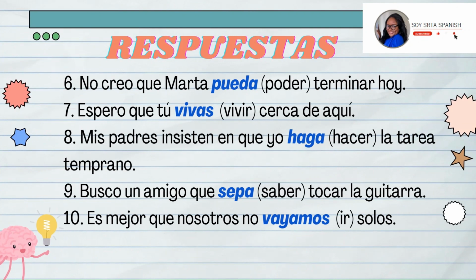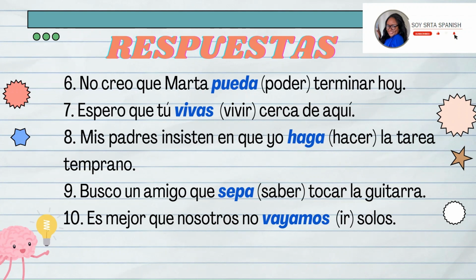Number 6. I don't believe that Marta can end today. So poder is stem changing, UE, so we need that irregular stem. Then it's an ER verb, so we need an A instead of an E here. So whatever it is in the present tense, if it helps for you to write it in the present tense first, then you just switch the ending to the opposite. That can also be a strategy that you can use.